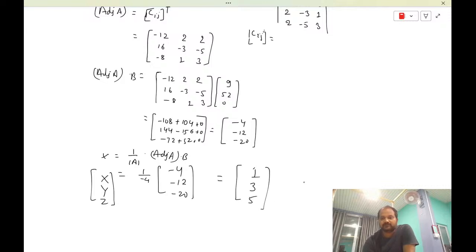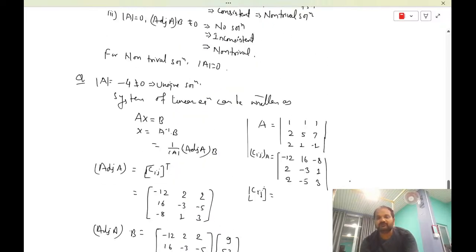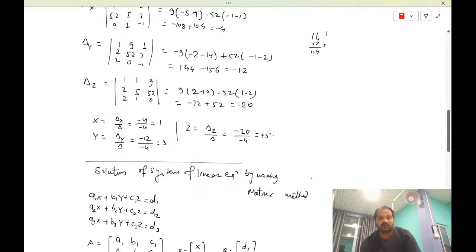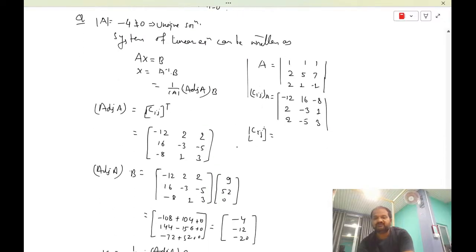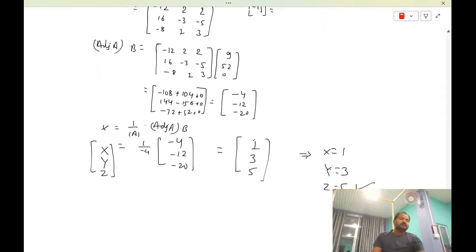So from here we can write x is equal to 1, y is equal to 3, and z is equal to 5. We get the same values 1, 3, 5 for x, y, z. So the system of linear equations can be solved by using the determinant method, that is called Cramer's rule, and by using the matrix method.